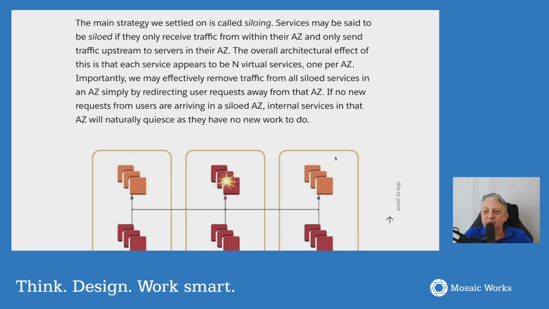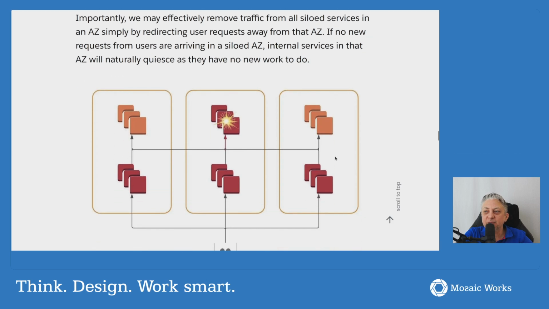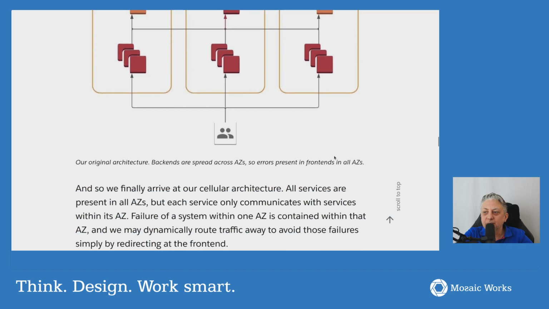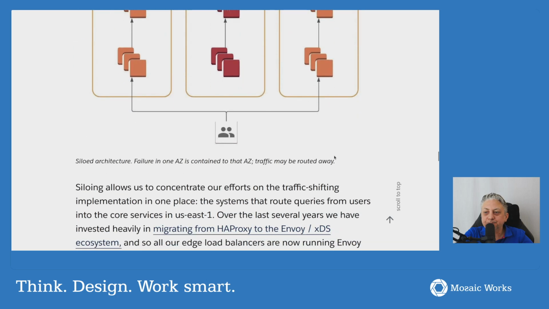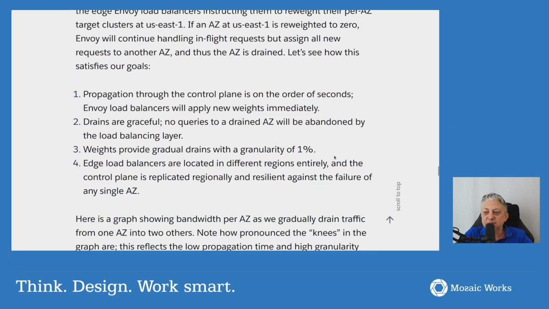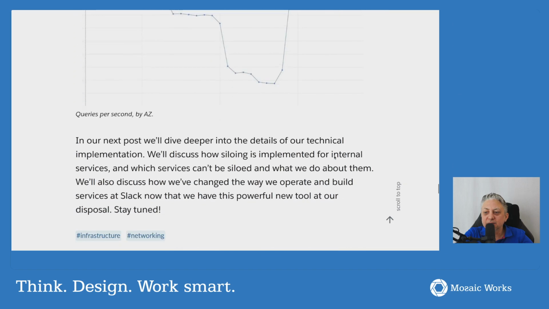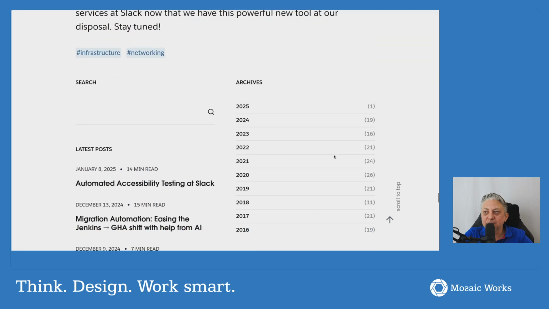Importantly, we may effectively remove traffic from all silo services in an AZ simply by redirecting user requests away from that AZ. If no new requests from users are arriving in a siloed AZ, internal services in that AZ will naturally quiet, and they have no new work to do. So they basically split into cells based on availability zones. And that was the siloing approach.